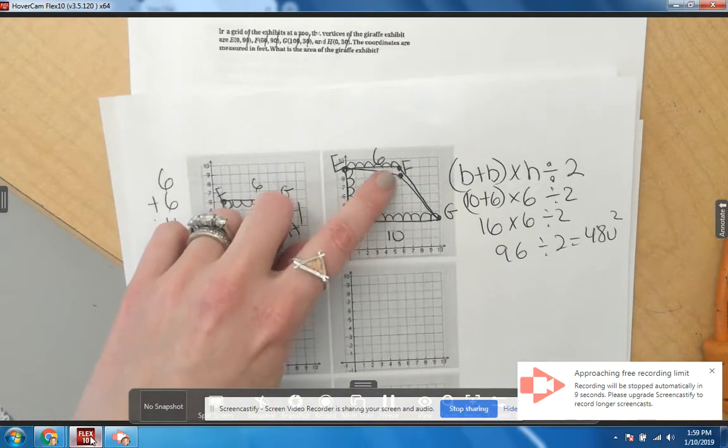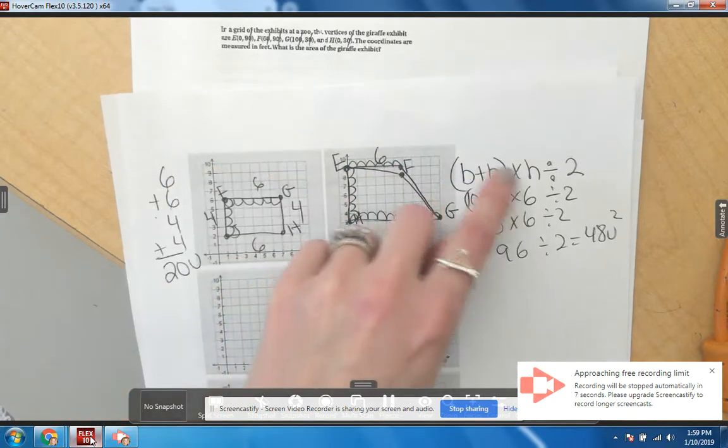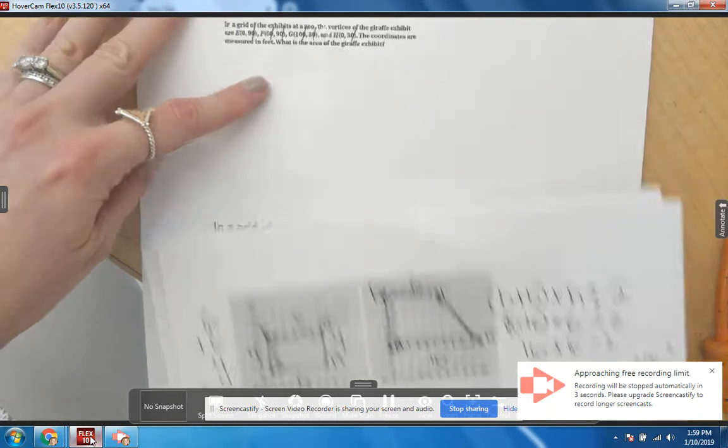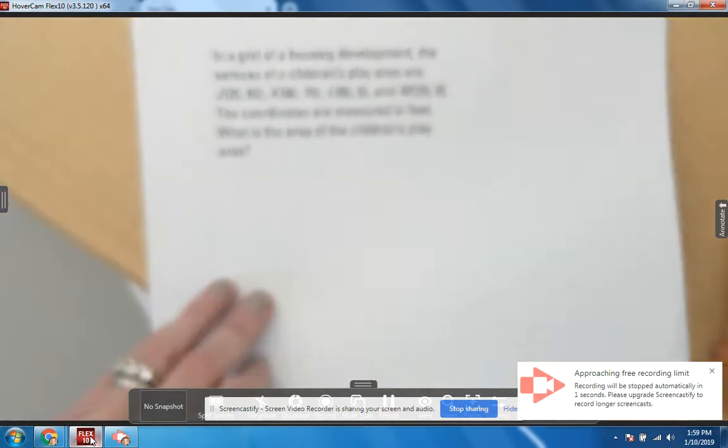So I plotted the points, found the dimensions, and then figured out what the area was using the area formula. So you are going to try this last one. Okay, so try this one.